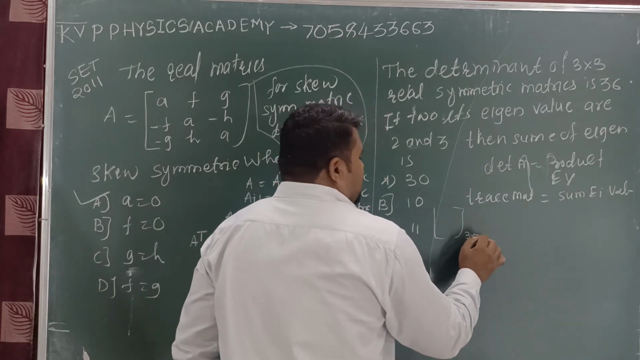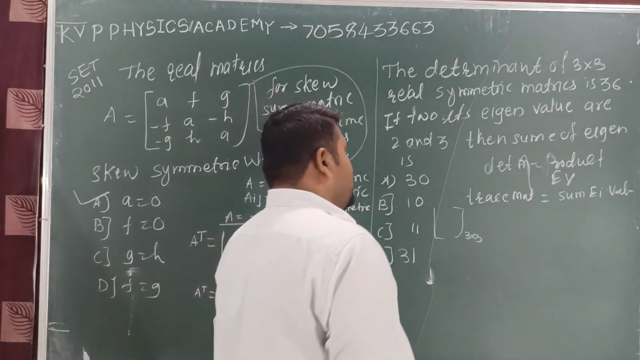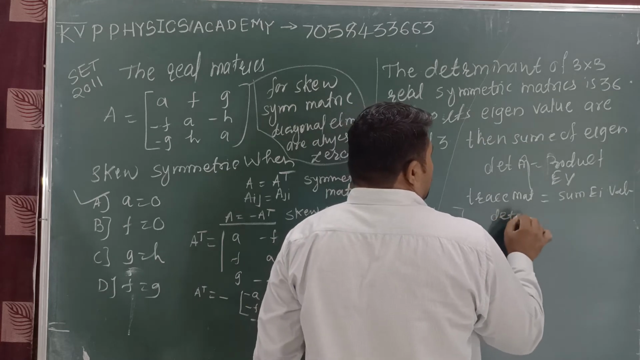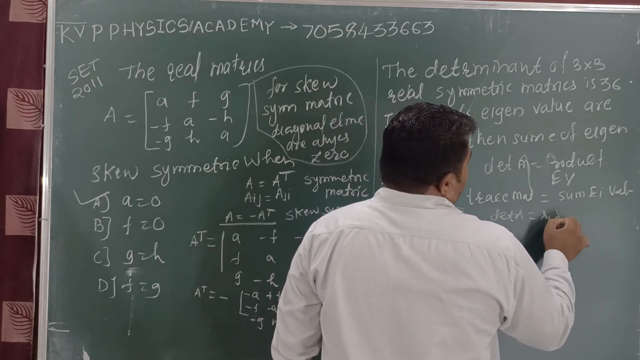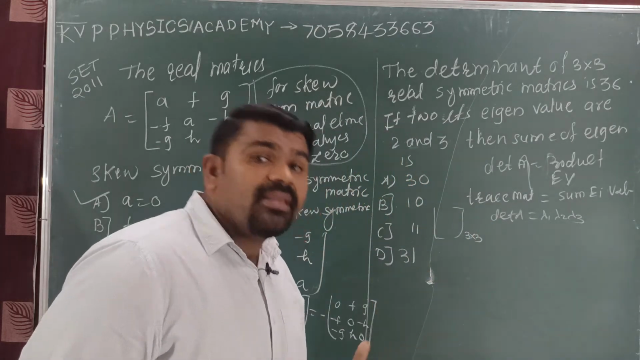Here is a 3 by 3 matrix, which means we are getting how many eigenvalues? 3 eigenvalues: lambda 1, lambda 2, lambda 3. And the determinant of A is equal to lambda 1 times lambda 2 times lambda 3. Why can we take lambda 1, lambda 2, lambda 3? Because here is a 3 by 3 matrix.